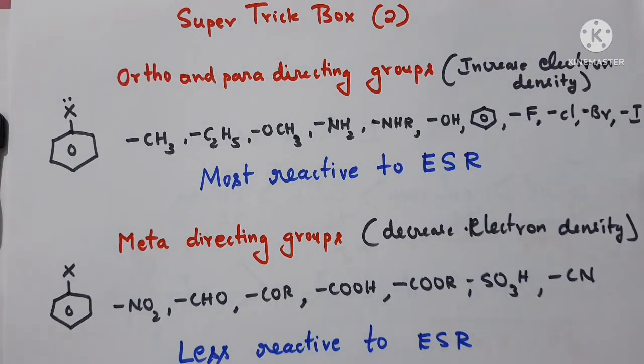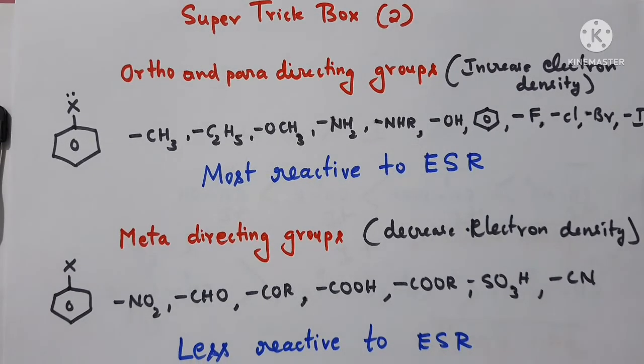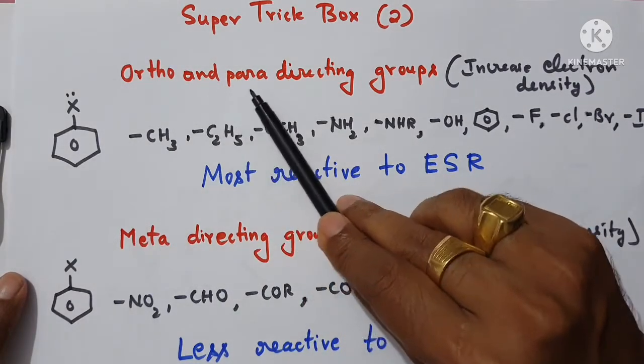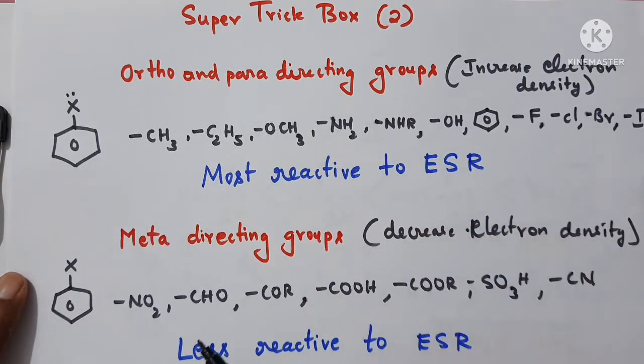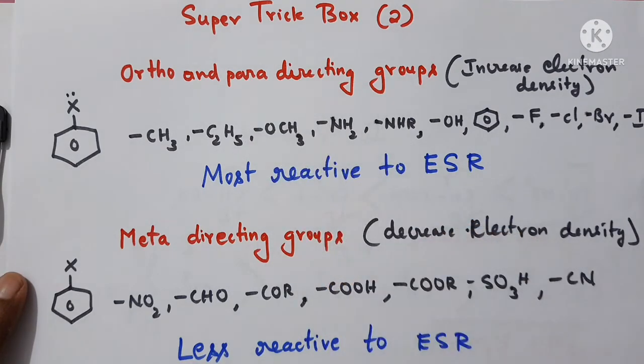This is the super trick box number 2. Remember, this is also a very important one. It helps you a lot to solve a second type of question. In this, the questions are going to be based on whether it is ortho or para directing groups. Remember, if it is ortho or para directing groups.